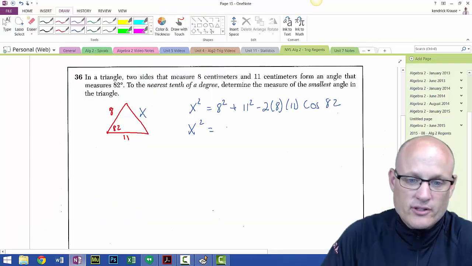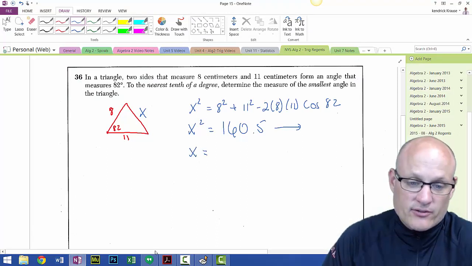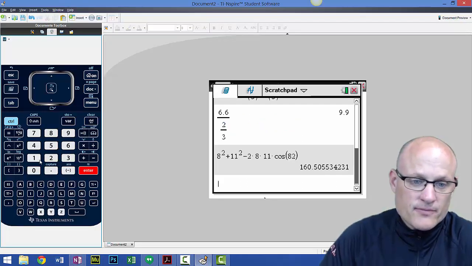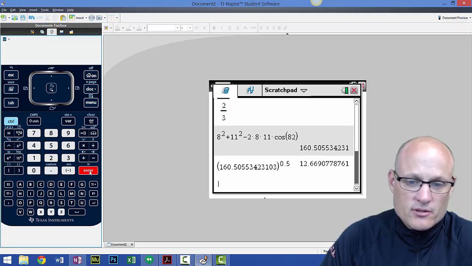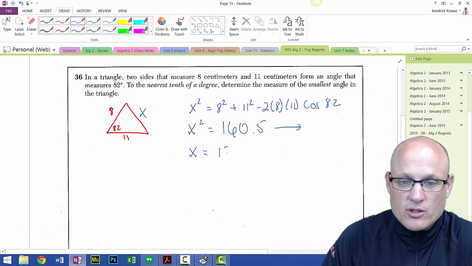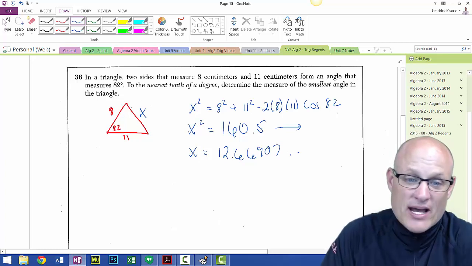So it's 160.5, a whole bunch of stuff. And then you take the square root and you get x equals 12.66907, something like that. I'll keep that in my calculator later so I don't have to type it in. But now I have this. This is 12 point something.